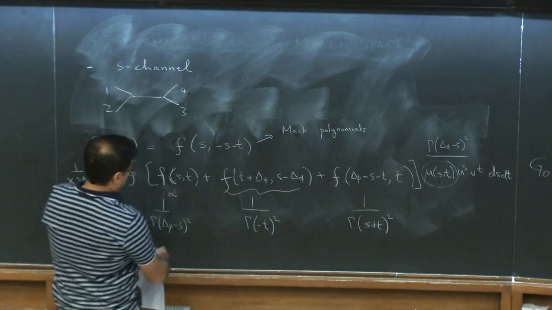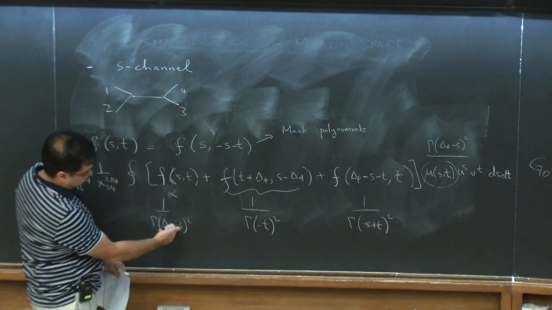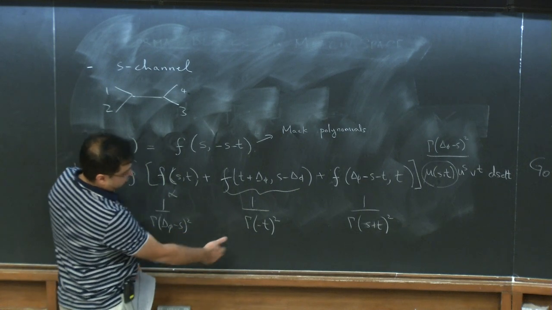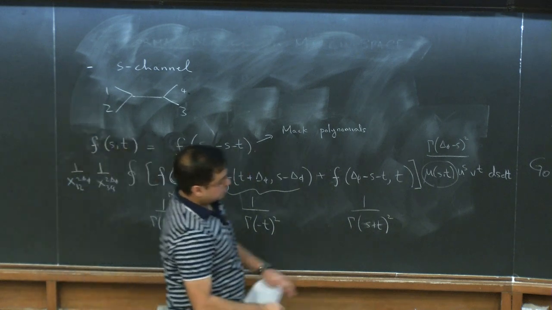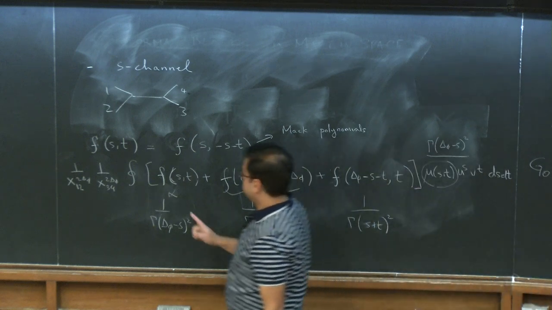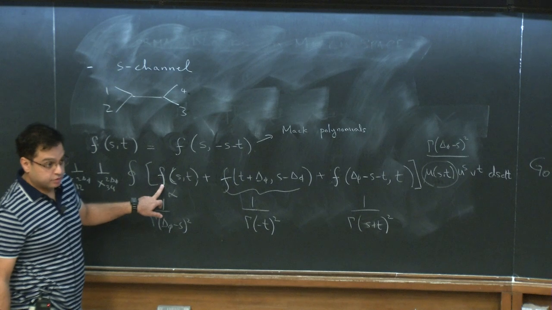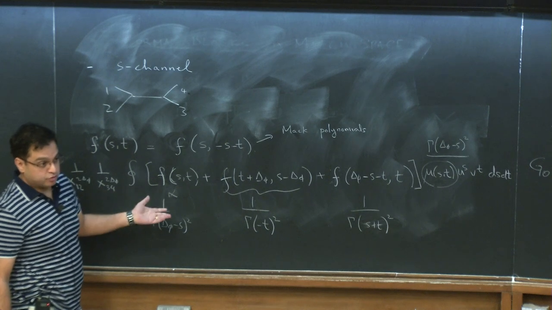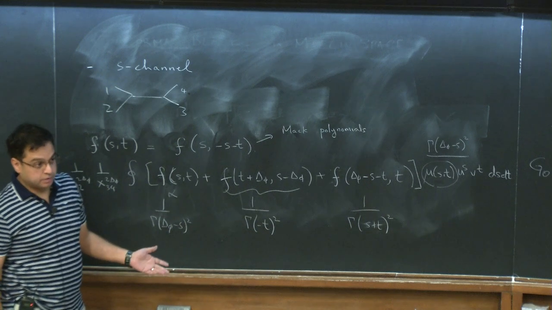So you might have thought that, okay, instead of this gamma of delta phi minus S squared, suppose I started off with 1 over gamma of delta phi minus S squared times gamma of minus T squared times gamma of S plus T squared. That'll get rid of all the double poles that are there in the measure. But you can't do that because the S channel would then have the wrong residues. They'll have the wrong residues corresponding to the physical poles. So you can't add arbitrary things.